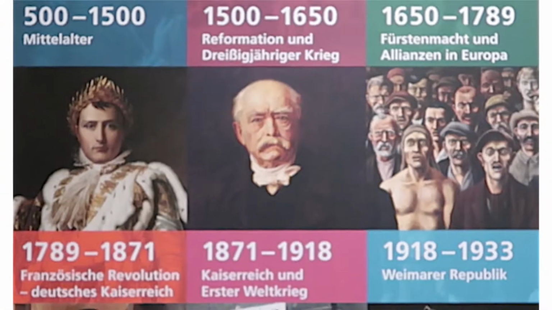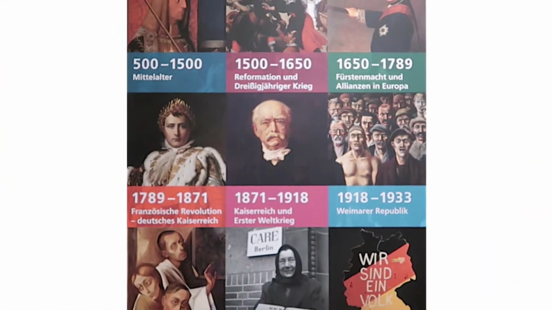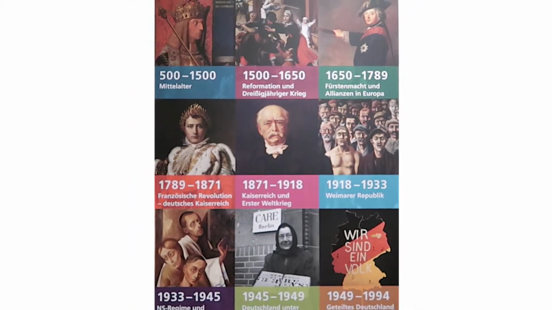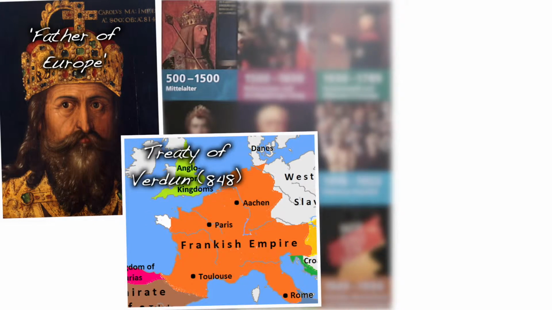The museum is divided into 9 sections, presented in chronological order. Before focusing on Germany's modern history, it's worth taking note of the key events in its early years. In the Middle Ages, the death of Charlemagne, king of the Franks and father of Europe, leads to the Treaty of Verdun that partitions his Frankish Empire.